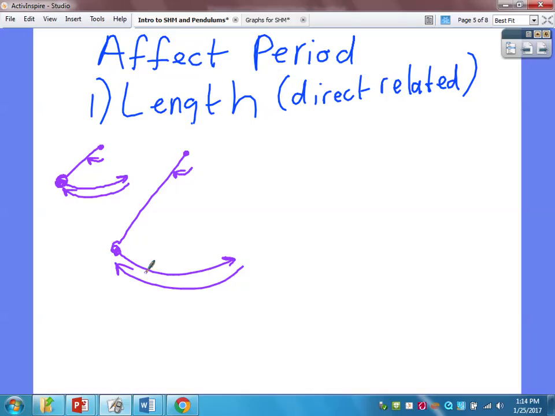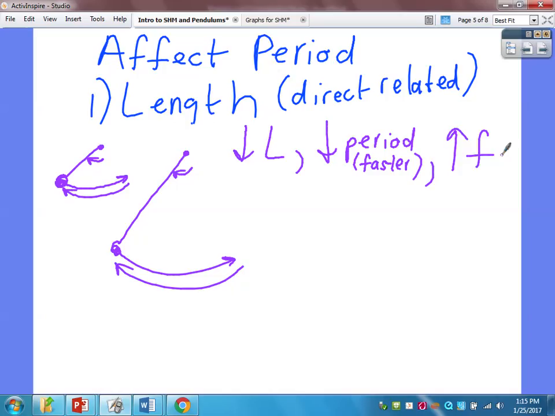You can pretty much guess based on my drawing here. If I decrease the length, I'm going to decrease the period, which means, again, this is where people get confused, it's faster. Smaller period means less time to complete the oscillation. Less time to complete the oscillation. And that means you're going to have a higher frequency.